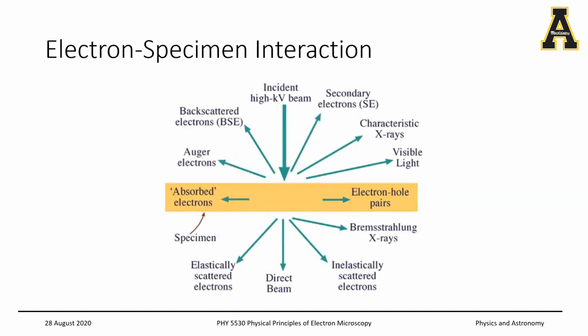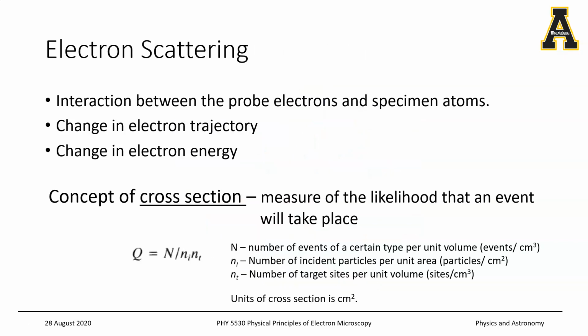Okay, so when the electron hits the sample, a bunch of various processes occur. You have the generation of backscattered electrons, which are typically associated with elastic scattering. We'll talk about that. Also, you have secondary electrons generated, characteristic X-rays, visible light, Auger electrons. You have Bremsstrahlung X-rays. You have inelastically scattered electrons. So all of these things are related to various scattering events. So let's define what is scattering, right?